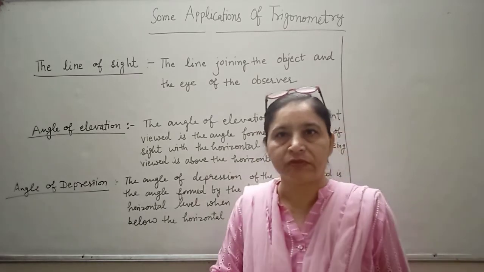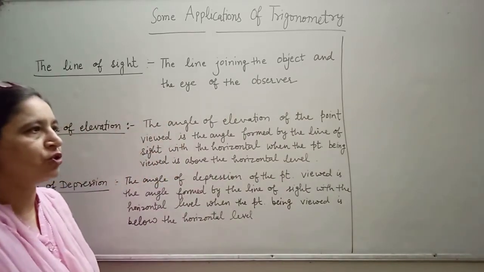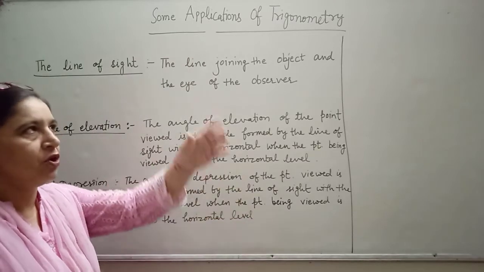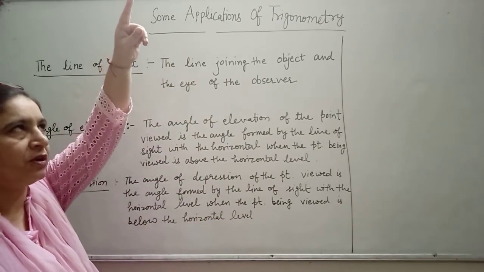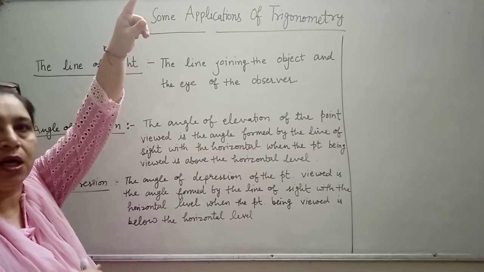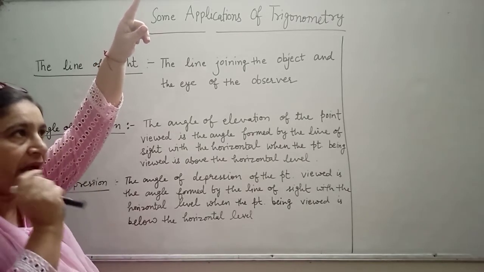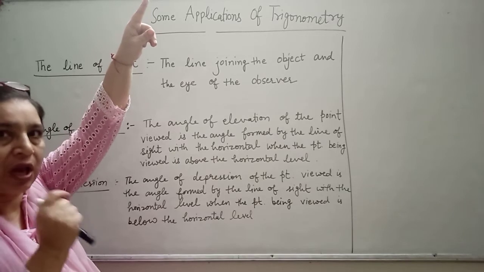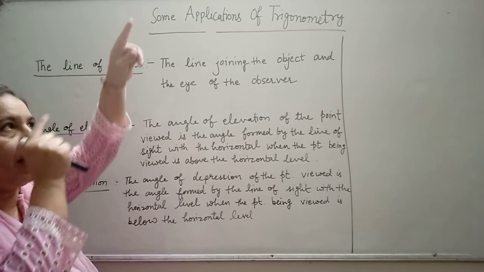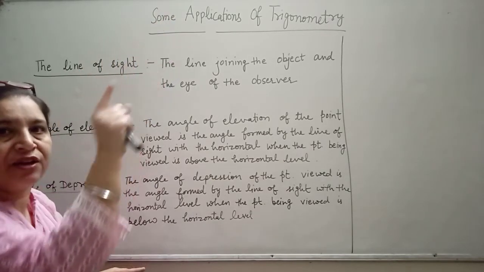Suppose you are standing here and watching the top of the tower which is just in front of you. So you are watching the height of the tower. When you are watching the height of the tower, then the line which is joining your eye and the top of the tower, that line is known as the line of sight.